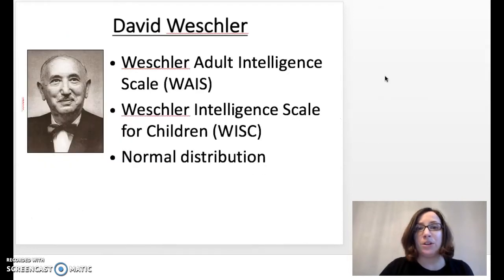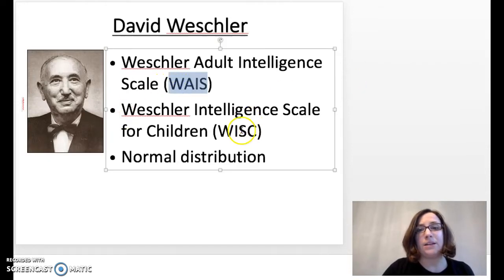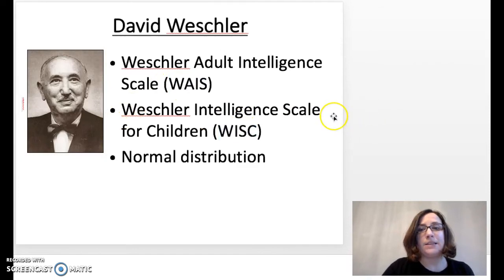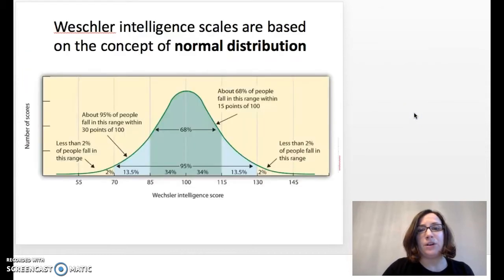Then David Wechsler took the work of Binet and Terman and modernized it a bit and brought it up to date with the North American school system. And he came up with these two tests, the WAIS and the WISC. And he based this all on the concept of normal distribution based on this diagram here.